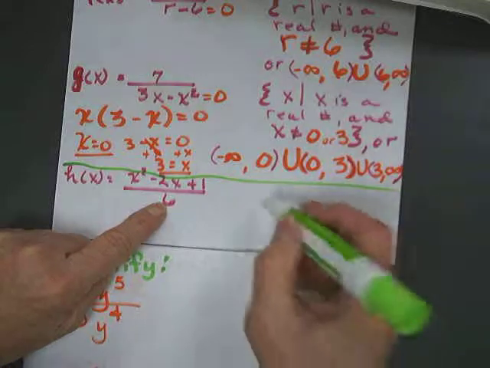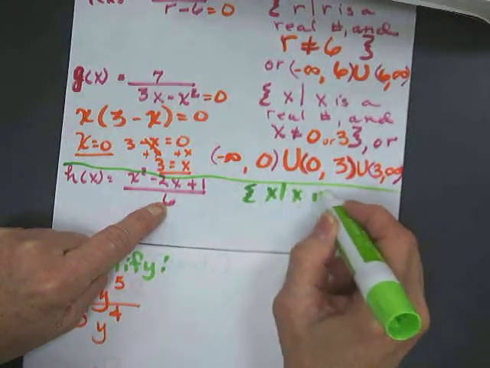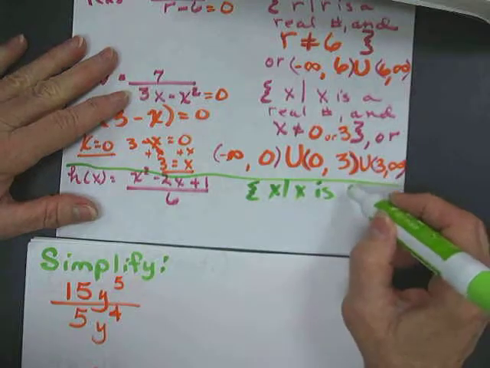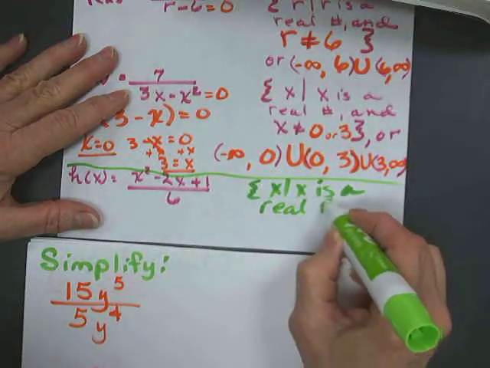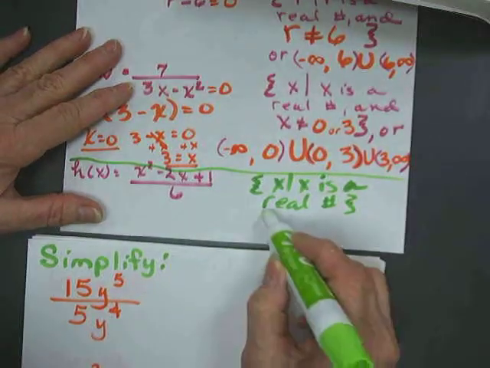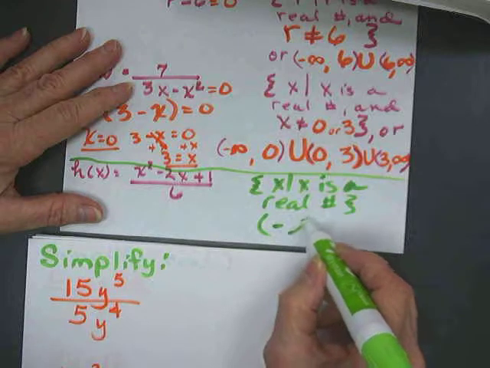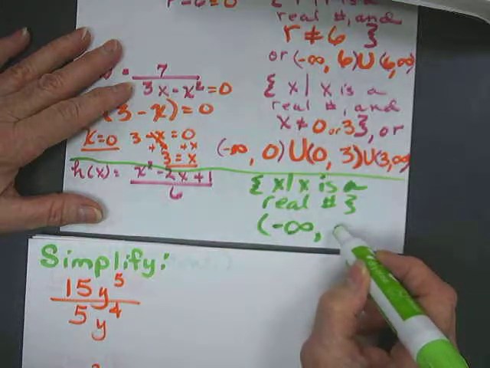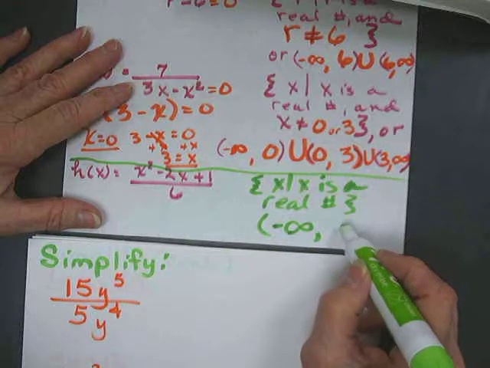Okay. Oh, you know what? I didn't do this bottom one. Can the bottom equal 0 on that one? 6 cannot be made into a 0. So the set would be x such that x is a real number. It's not anything that it can't be. It's just a real number.